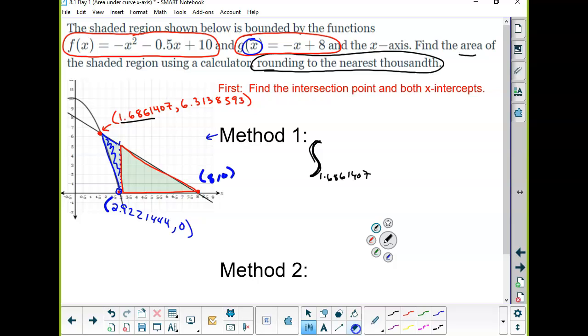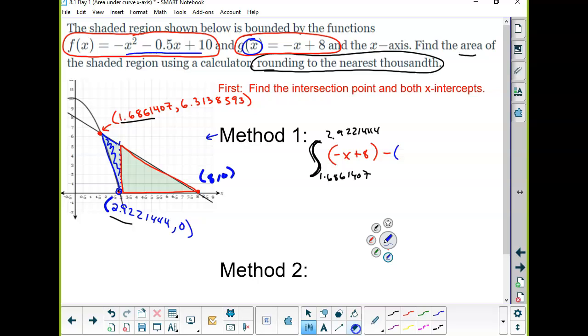So we're going to go from this x value to the 0 here. And then we have to take the upper bound, which is the red linear equation. So that was the negative x plus 8. And I would just recommend throwing parentheses on that. The top minus the bottom function. And what's the bottom function? That's the parabola for this part.